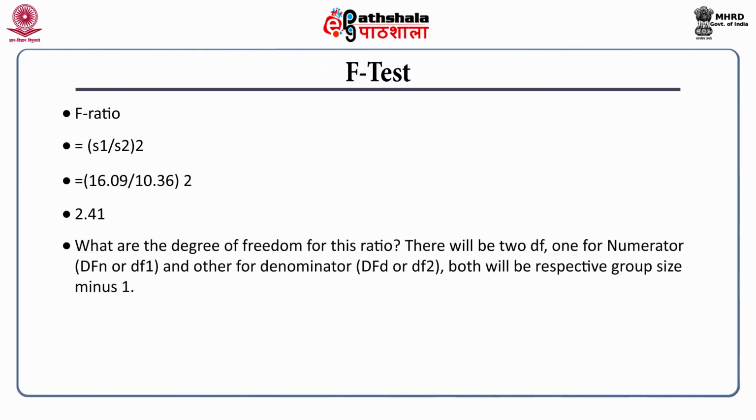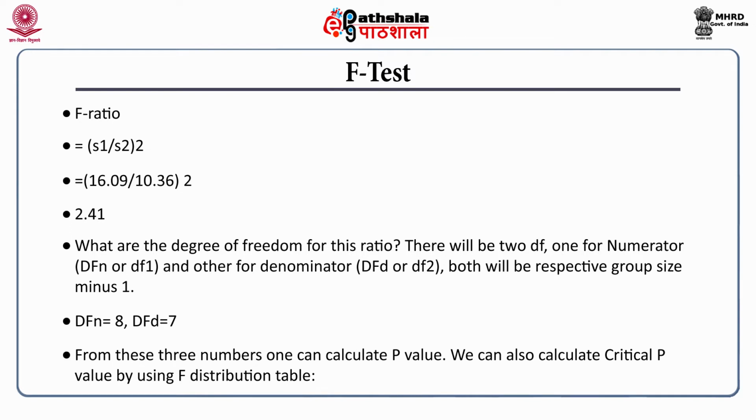Now we have to decide the degrees of freedom for this ratio. There will be two degrees of freedom, one for the numerator and the other for the denominator. So dfn and dfd will both be the respective group size minus 1. The degree of freedom for the numerator is 8 because its group size is 9, and 9 minus 1 is 8. The degree of freedom for the denominator is 7 because it is 8 minus 1. The size is 8, so minus 1 is 7.